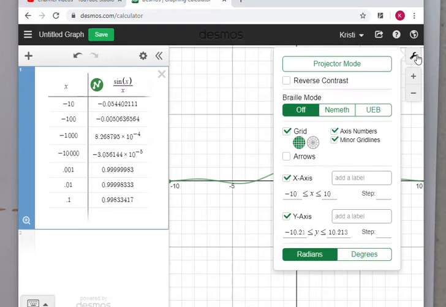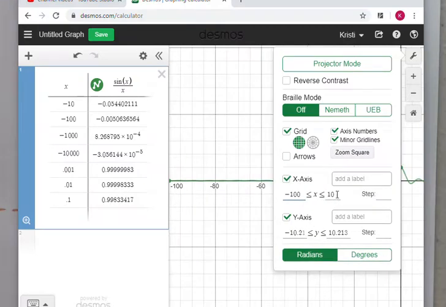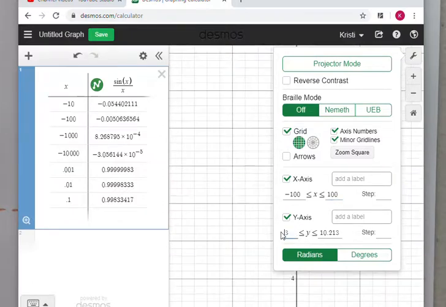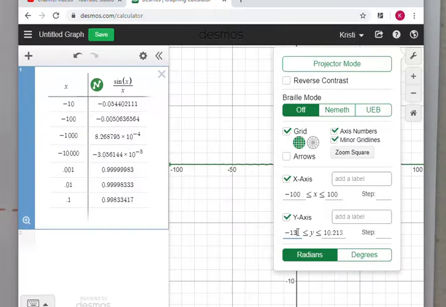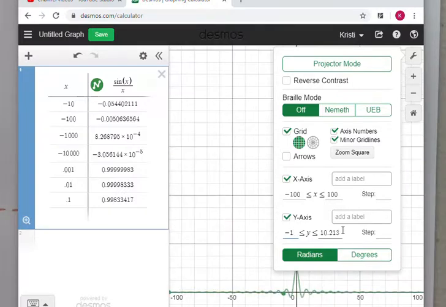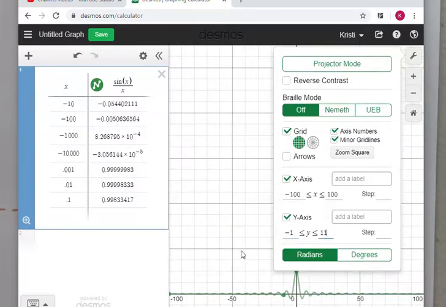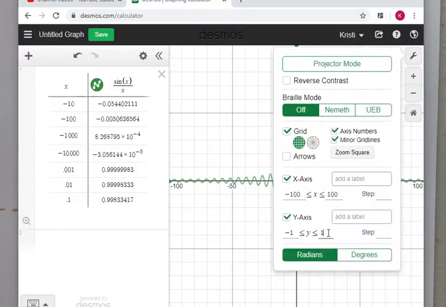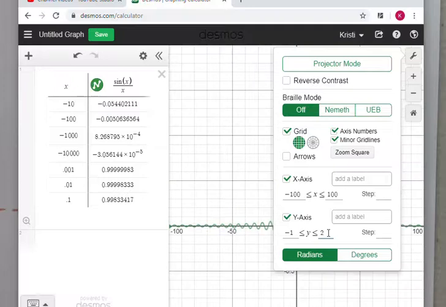In fact, if I changed my axes and went negative 100 to positive 100, and let's see, I'm going to make the y-axis just negative 1 to 1. I can really see what's happening there. There's that, looks like a sharp peak. In fact, you know what? I want to make that 2 instead of 1 so it's a little bit more clear what's going on. There we go.